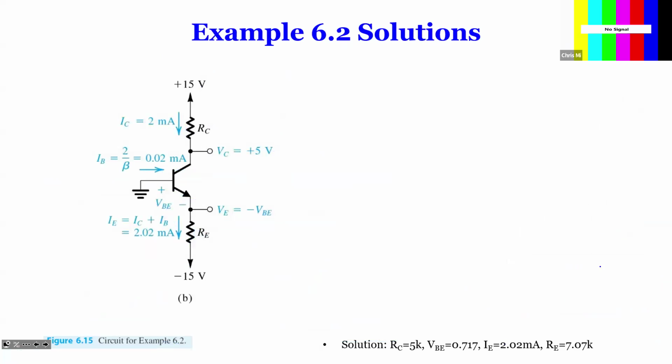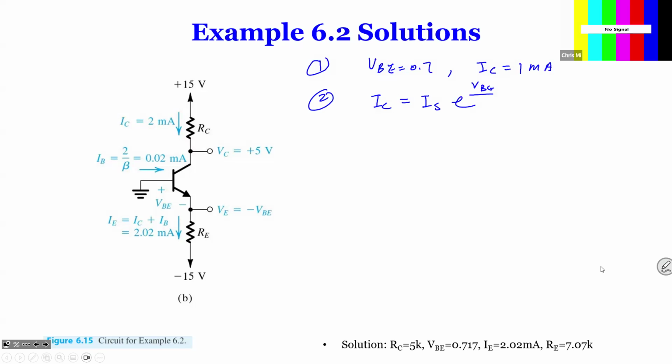Well, because it was given VBE 0.7 at IC of 1 milliamp, using IC equal to IS e to the VBE over VT, we can find IS equal to IC divided by e to the power VBE over VT. So we can find IS. This is a certain number.